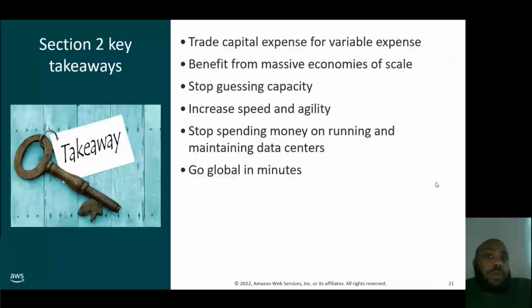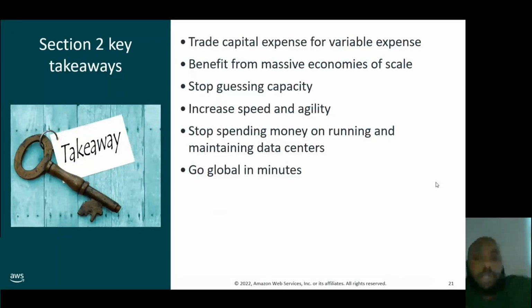So these are the key points of this section. We trade in capital expense for variable expense. We benefit hugely from massive economies of scale. As more people join, we get to pay less. We stop guessing capacity. We don't have to say, I'm expecting a million users when I might actually get only 5, or I'm expecting a million but I actually get 100 million. So I don't need to guess anymore. I could just focus on the actual work and let AWS take care of the load.